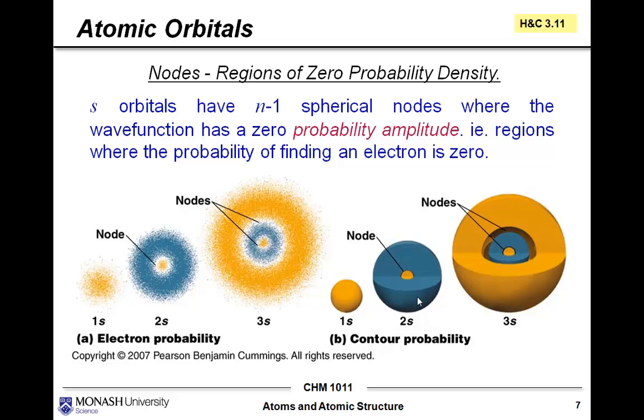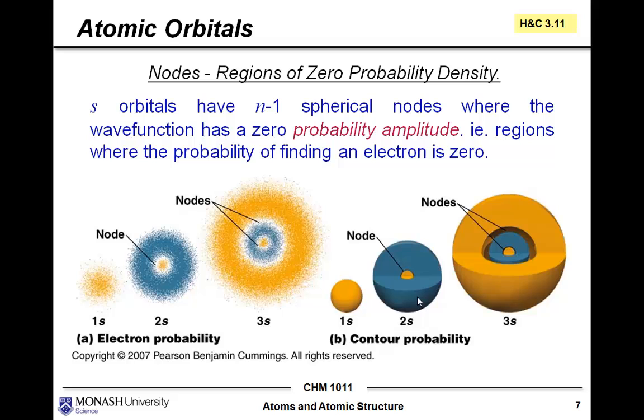Going back to the s orbitals, we can also see that there are nodal regions for the s orbitals. This is not so much in a plane, but in a spherical shape, a bit like a shell, if you like to think of it that way. Perhaps like the layers of an onion. In between each of those layers, where you have a non-zero probability of finding the electron, you have this shell where there is a zero probability amplitude for finding the electron. In other words, you will never find the electron there.